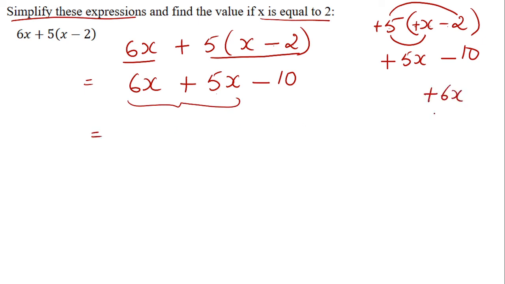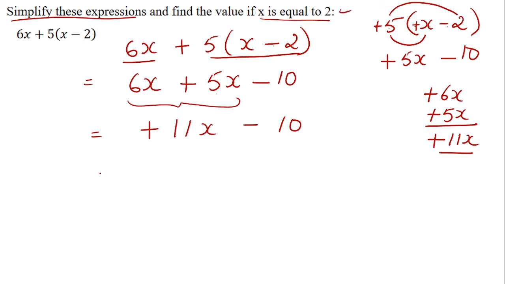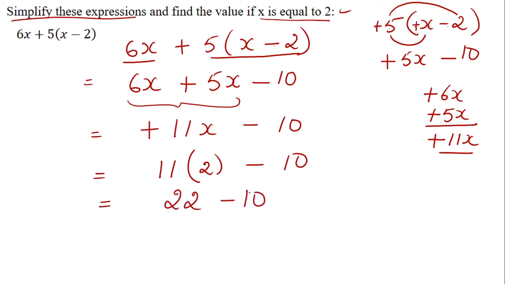Plus 6x and plus 5x. Both signs same, put the same sign and add. 6 plus 5 is 11x. So this is plus 11x minus 10. Let us substitute the value of x is equal to 2. So this is equal to 11 into 2 minus 10. 11 into 2 is 22 minus 10. Bigger number sign, subtract. 22 minus 10 is 12. So the answer is plus 12.